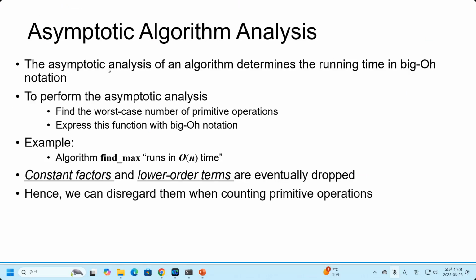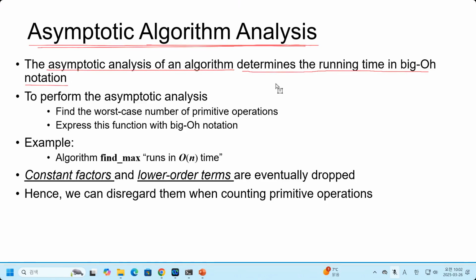What you need to do with the algorithm analysis. We call it asymptotic algorithm analysis. So what does it mean? Asymptotic analysis of an algorithm, or asymptotic algorithm analysis: we want to determine the running time in big O notation.